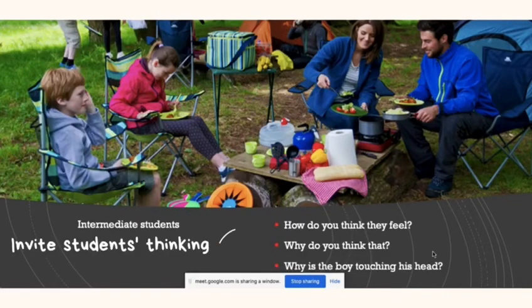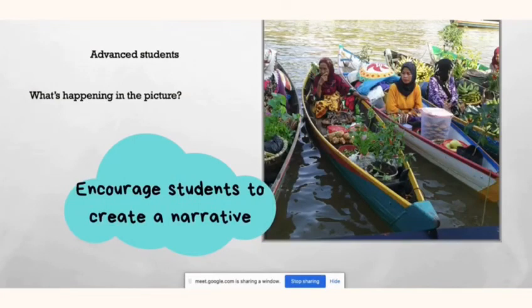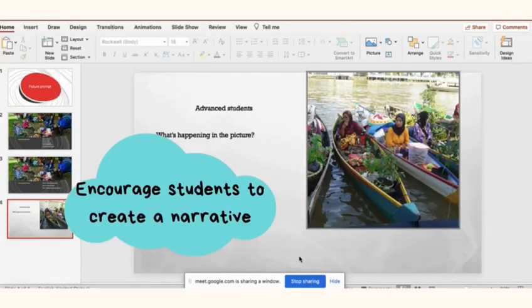Intermediate students could do a similar thing, but with questions which challenge their thinking. You could ask questions such as, what's happening in the picture? Or, how do you think they feel? Why do you think so? Why is the boy touching his head? Advanced students could make up a story based on what they see happening. Encourage them to create a narrative to explain the picture.